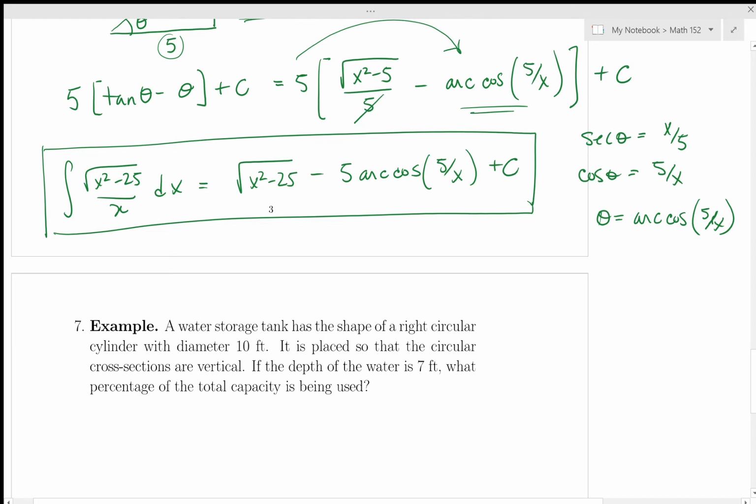So we will, in this case, set up this integral. I will set the integral up, I will tell you what type of substitution to use, and then I will tell you the answer.